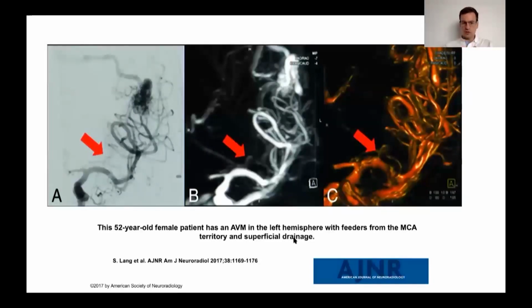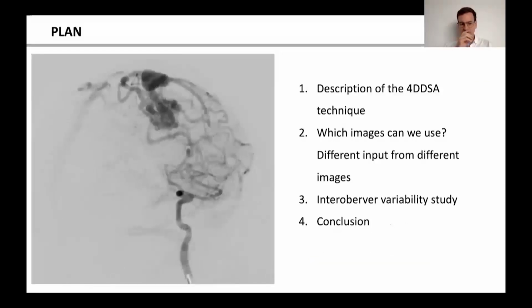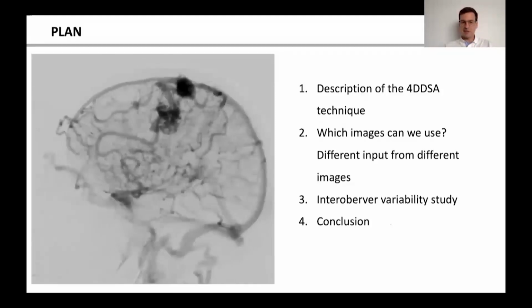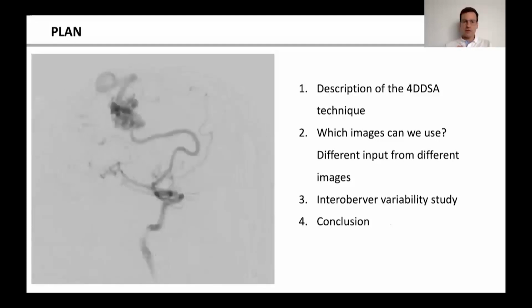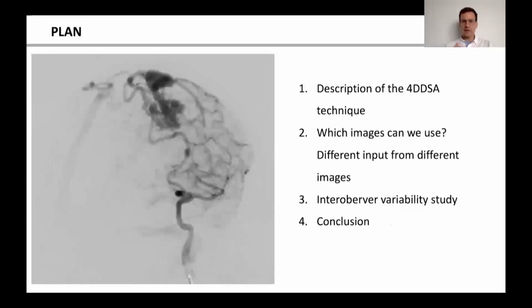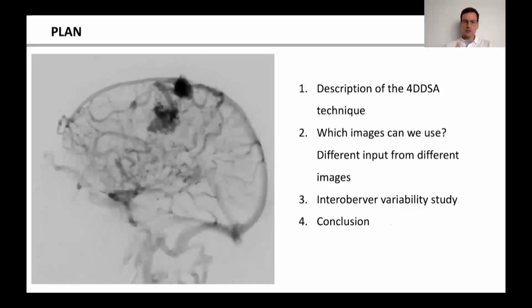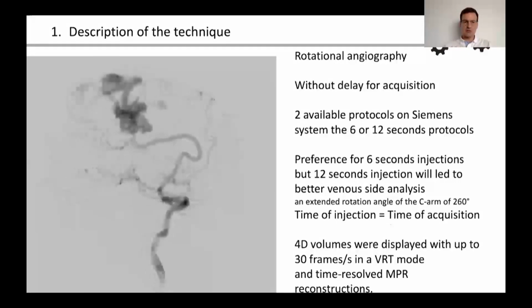Just to show an example: for the small vessels, if you have a good injection, you are able to see the vessel. You have this kind of image at the very beginning, just when you make the image, and I think the native images are very useful. We'll see why. I will follow this plan: description of the 4D DSA technique, which images we can use, the inter-observer variability study, and the conclusion.